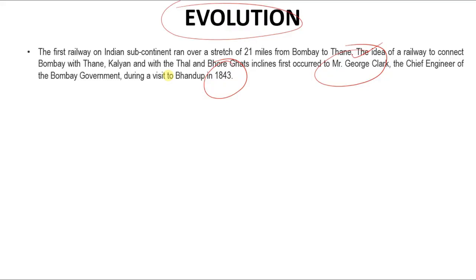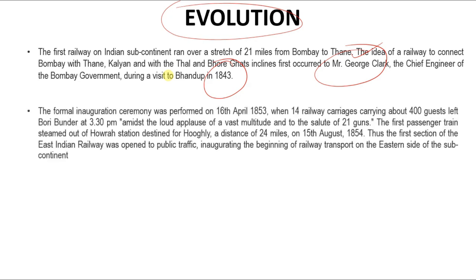The first passenger train steamed out of Howrah station, destined for Hooghly. The distance was 24 miles and it was run on 15th August 1854. Hence, the first section of the East Indian Railway was opened to public traffic, inaugurating the beginning of railway transport on the eastern side of the subcontinent.